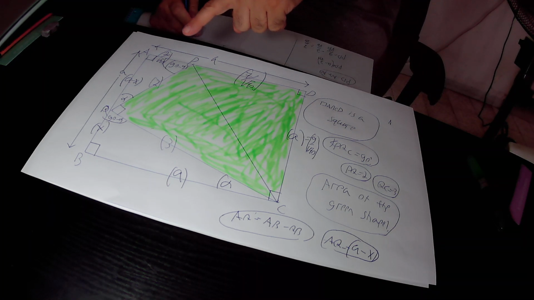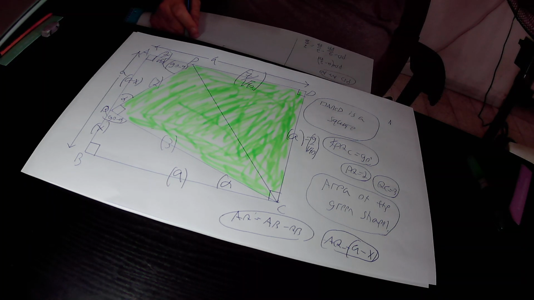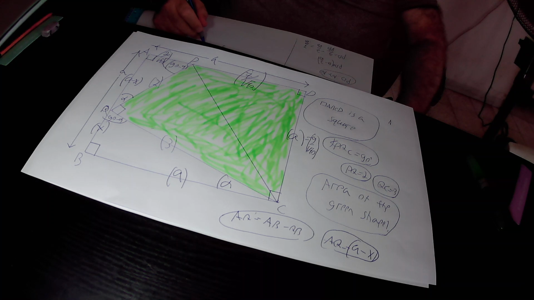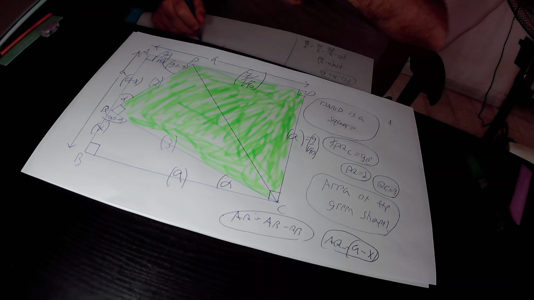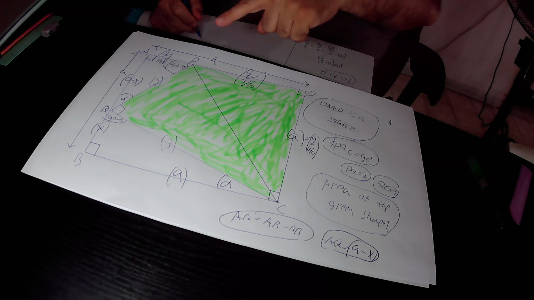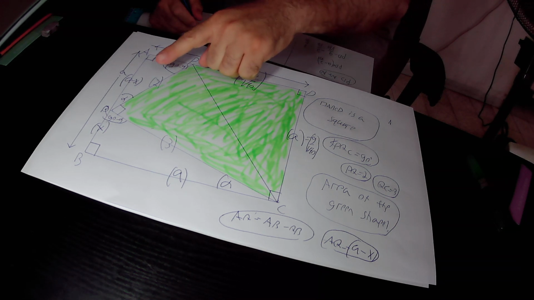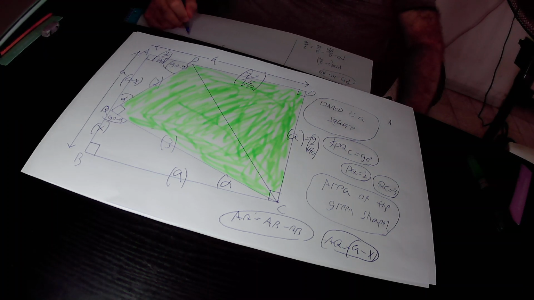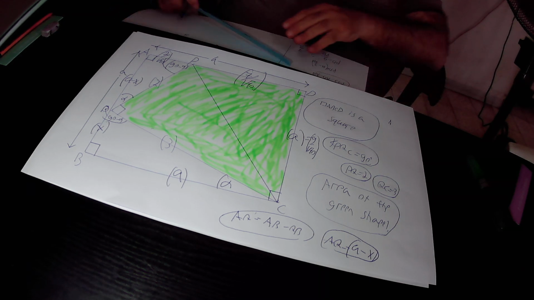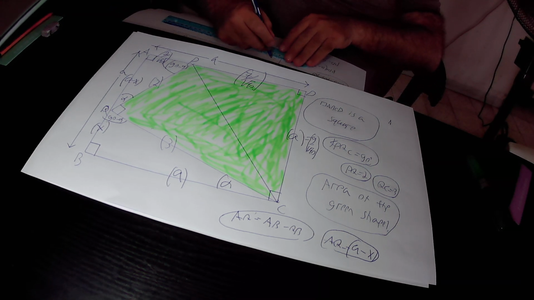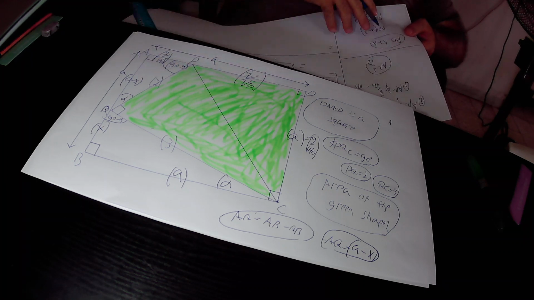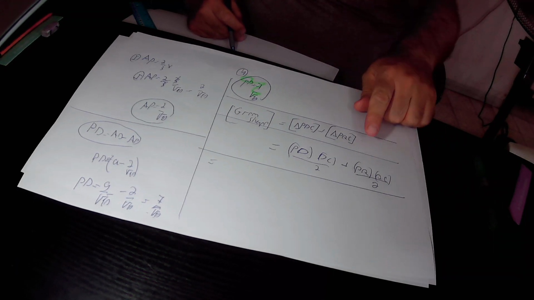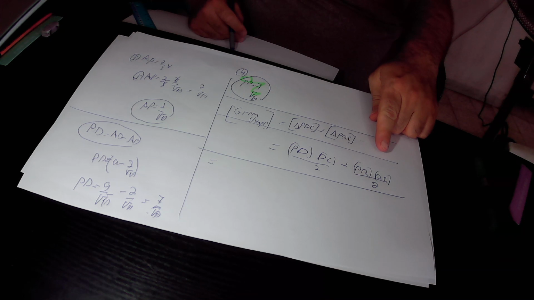Plus the area of this right triangle PQC. What is the area of the right triangle PQC? It is equal to the base of the triangle, that is PQ, times the height, that is QC, divided by 2. Repeating again, the area of this right triangle PQC is equal to the base, that is PQ, times the height, that is QC, divided by 2.